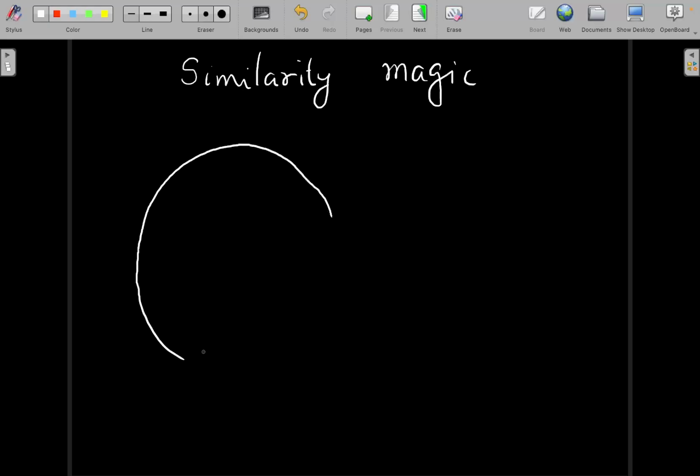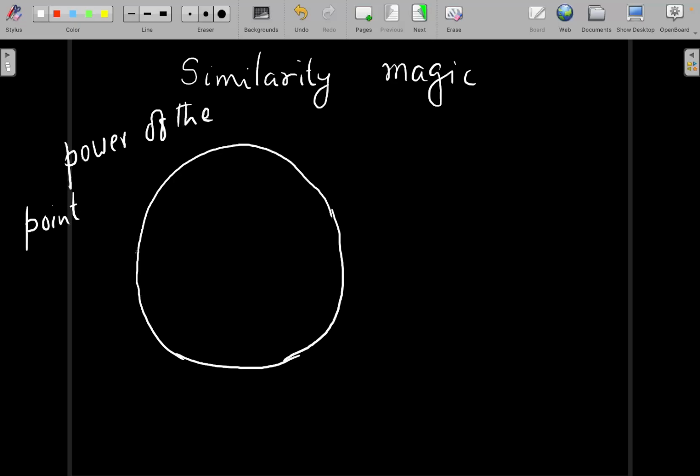So when I first heard of this very well-known theorem known as the power of the point, I definitely found it very intriguing, and what I didn't know is that this very good-looking result is very easy to prove. So here's the proof. So what is the power of the point?